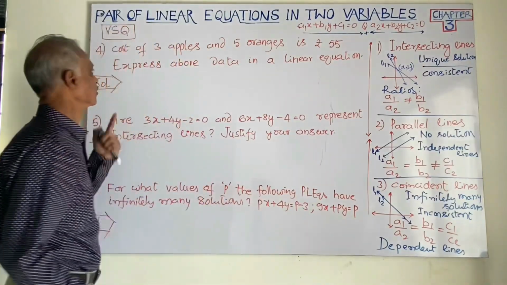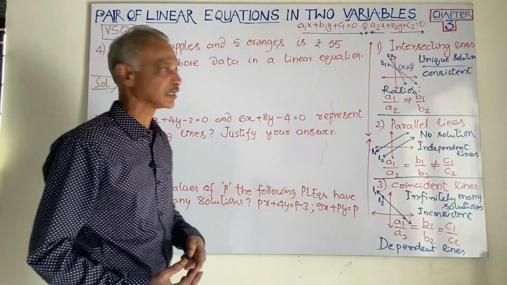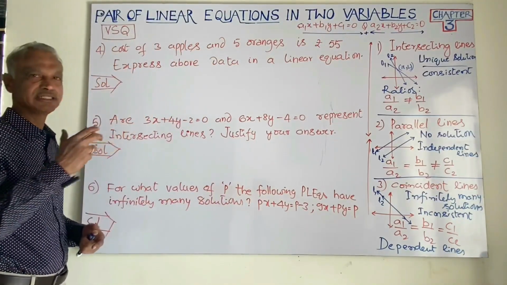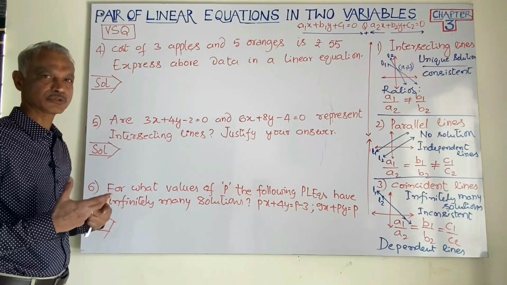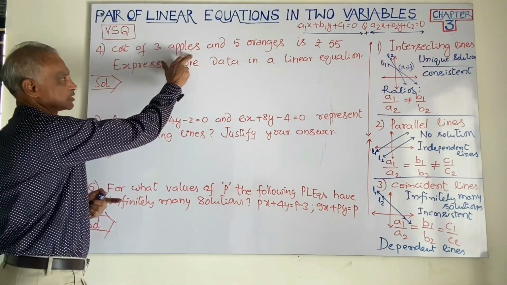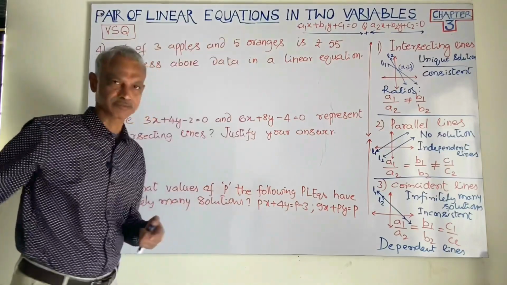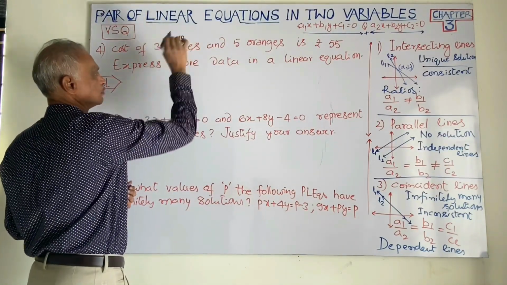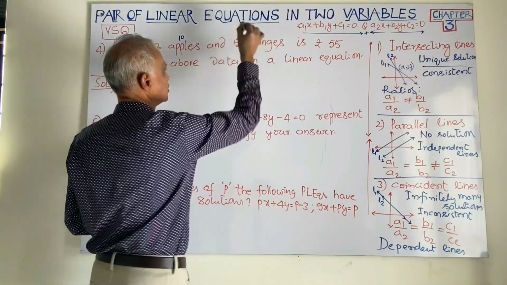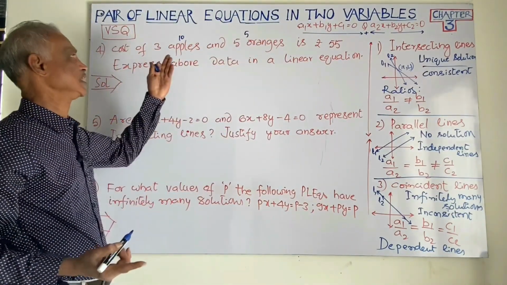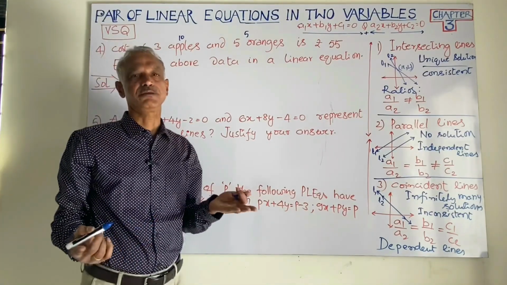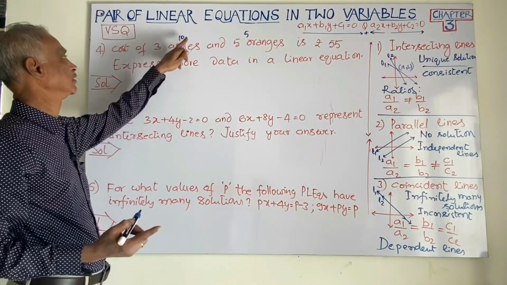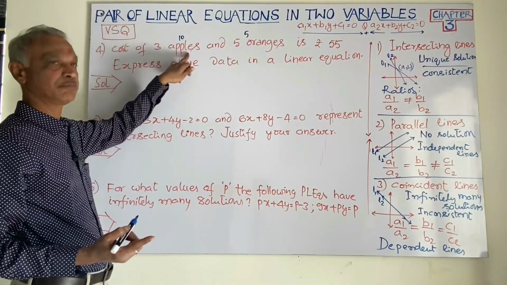Fourth problem. The cost of 3 apples and 5 oranges is rupees 55. Express the above data as a linear equation. It is a linear equation in 2 variables, because apples and oranges are there. Suppose the cost of apples is 10 rupees and the cost of oranges is 5 rupees. What is the total cost? You see, 3 apples, each apple 10 rupees.